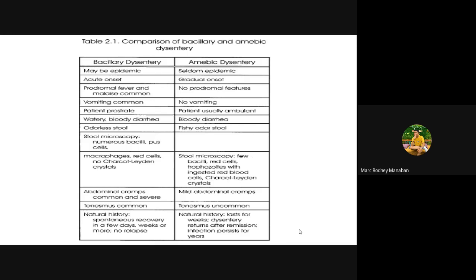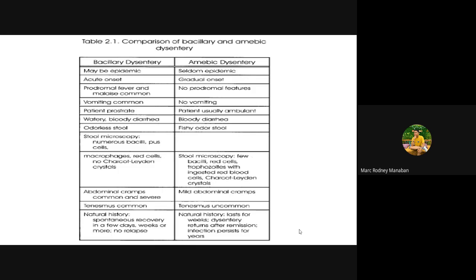Now, abdominal cramps are common and severe in bacillary, but not common or mild lang sa amoebic dysentery. Tenesmus is common among bacillary dysentery. Tenesmus is the constant urge, the constant feeling to defecate or to poop. So it's common in bacillary, not common in amoebic dysentery. For recovery, medyo spontaneous ang bacillary, and the chances of remission or relapse are not common. For amoebic dysentery, pwede siyang magka-relapse.